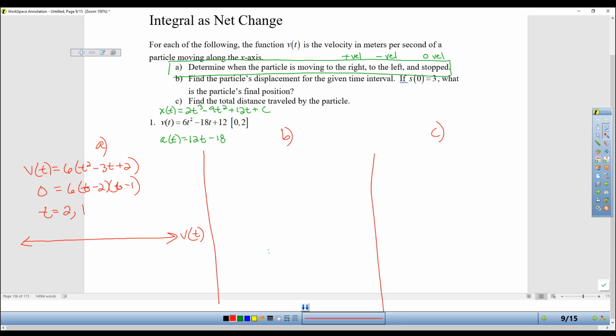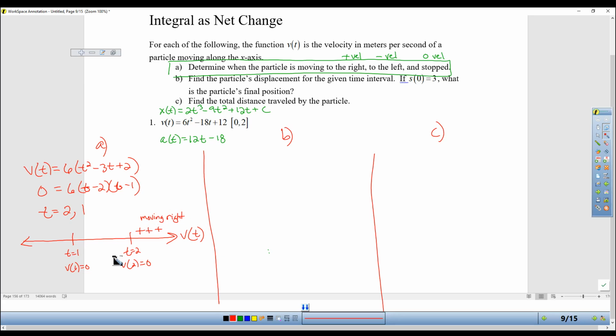This is the derivative of x, but I'm just going to label it v. And I know that here at t is equal to 1, the velocity of 1 is 0. And at t is equal to 2, the velocity at 2 is 0. Well, if the velocity isn't 0, it's either positive or negative. Really easy to determine. I'm going to put a 3 in here, which is beyond that point. And if I put a 3 in, this is positive, and this is positive, and a positive times a positive makes a positive. This means that the particle is moving to the right.